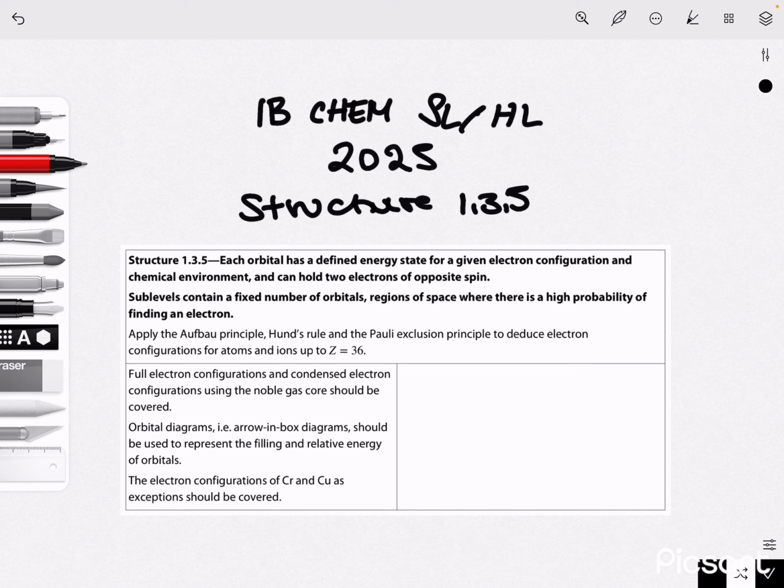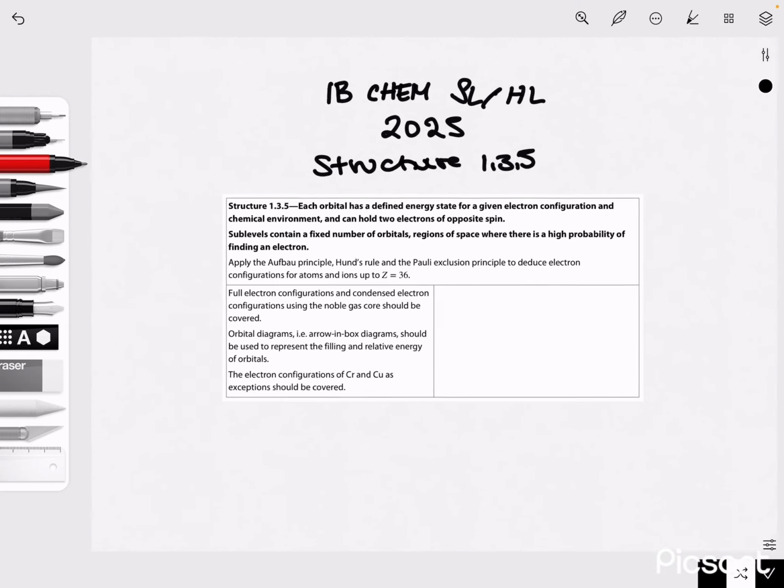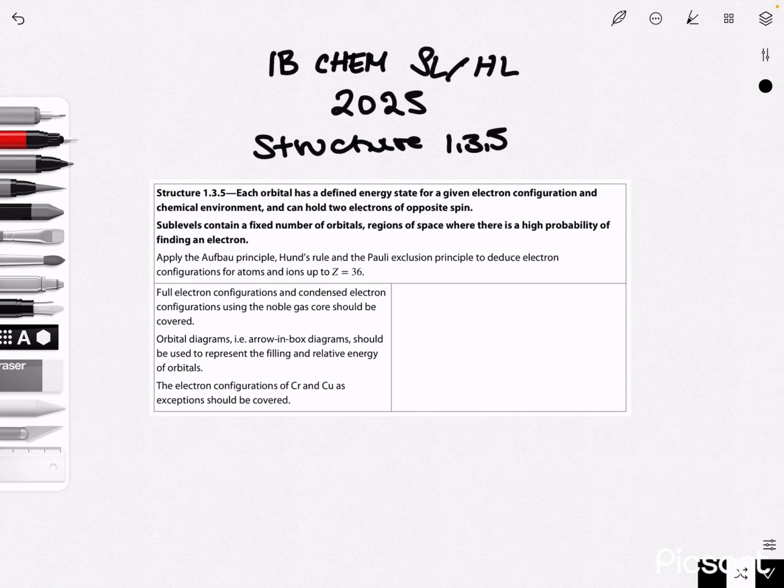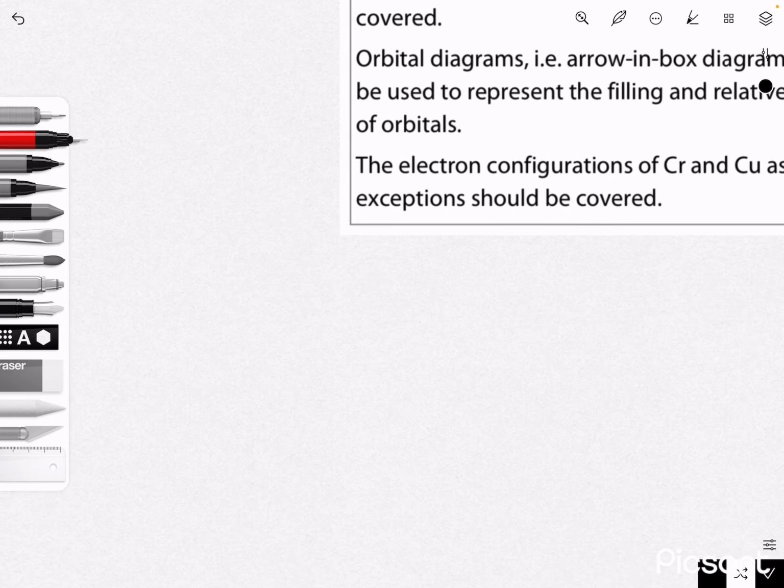Sublevels contain a fixed number of orbitals, regions of space where there is a high probability of finding an electron. So, there are some rules or principles that we need to know about when it comes to writing out electron configurations for elements.